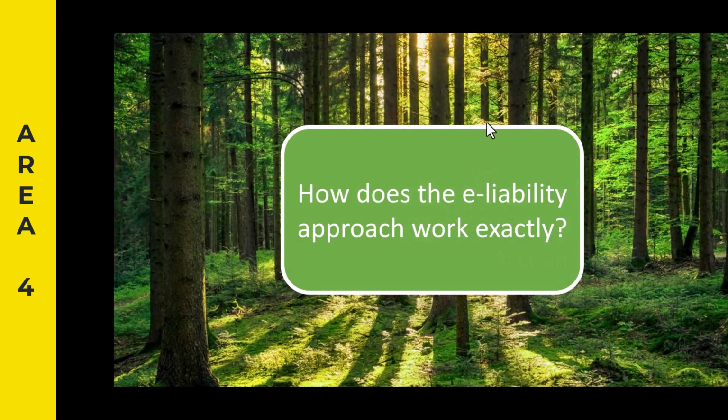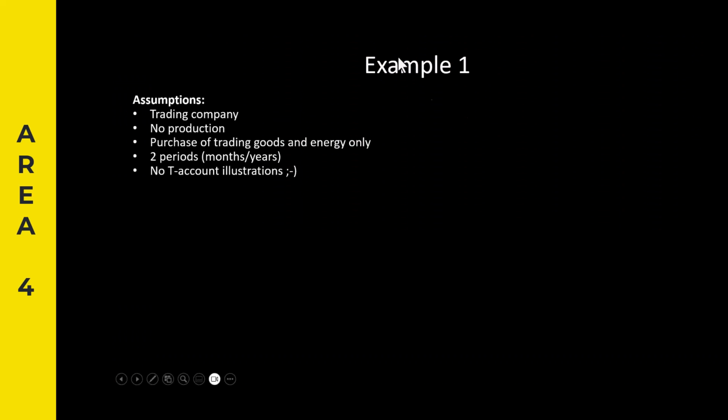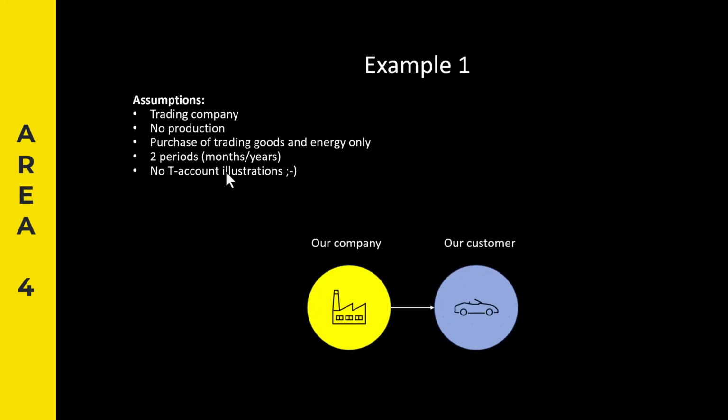Now let's have a quick look at how this is implemented in practice. So how does it work exactly? I have a simple example for you. In this example, we use a trading company. There's no production. We buy and sell goods, so there's simple process. We look at 2 periods, and we do not make T account illustrations to keep it as simple as possible.